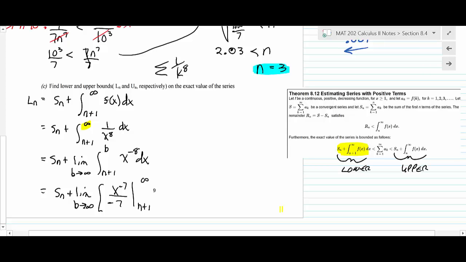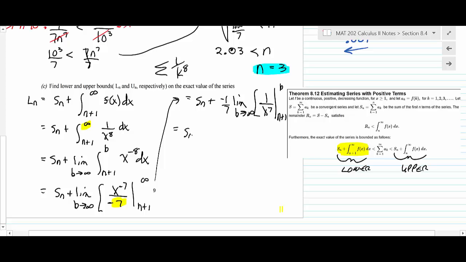Everybody with me? Okay, now the improper integrals we're doing here are pretty simple. So what I'm going to do from here, I'll bring this up here. Still have S of n. That will be a part of our lower bound. You can bring the negative 1/7 out if you want to. That's what I'm going to do. So I'm going to have minus 1/7 times the limit as b goes to infinity. And then I'm going to write that as 1 over x to the 7th. And we're going to evaluate from n plus 1 to b like that. And see where this leads us.